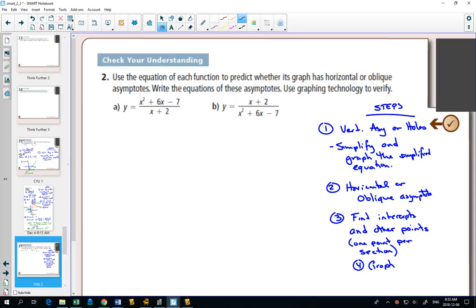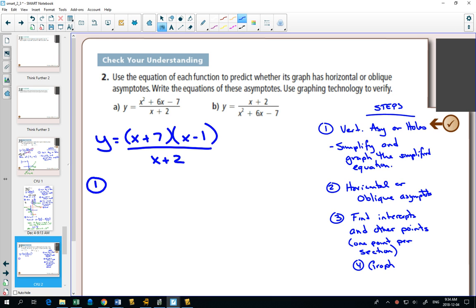So, question number 1. How do we find vertical asymptotes or holes? It says in here, simplify. How do we simplify something? We factor it to see if anything goes away. So I'm going to factor this equation to start with. The top factors nicely to be x plus 7, x minus 1 over x plus 2.